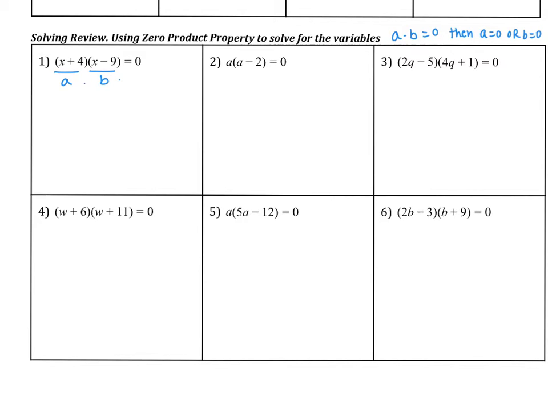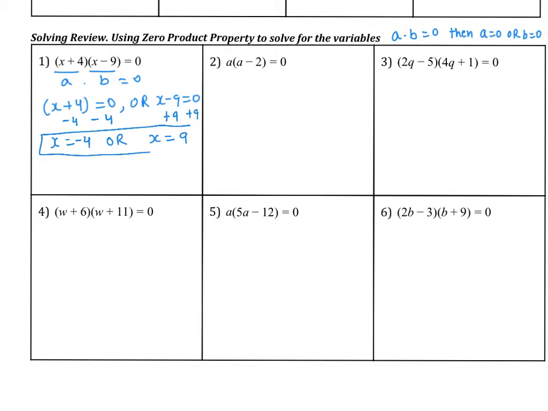So their multiplication equals 0. So it means that either x plus 4 equals 0 or x minus 9 equals 0. You're going to solve for x. So subtract 4 on both sides, you're going to get x equals negative 4. And on the other hand, you add 9 on both sides, you're going to get x equals 9.